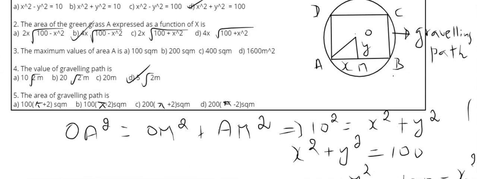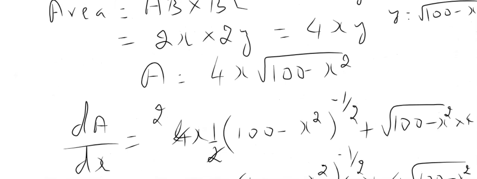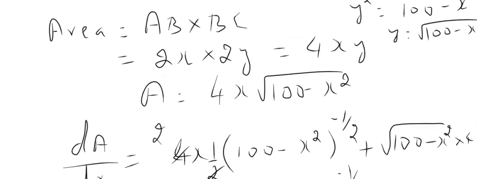The maximum value of area A is: 100 square meters, 200 square meters, 400 square meters, D is 1600 square meters. Now to find out the maximum area, we have found out the area to be 4x times root of 100 minus x squared. For maximum, dA by dx should be equal to 0. So let us now differentiate A with respect to x.